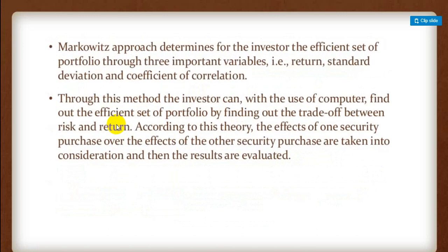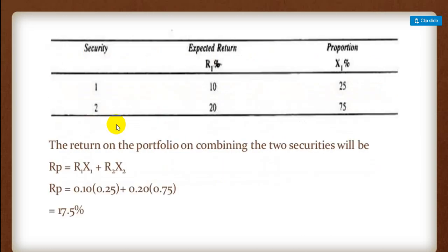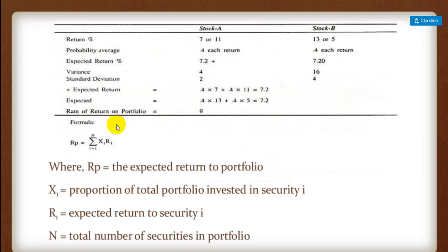So what it says is, the Markowitz approach determines for the investor the efficient set of portfolios. Three important variables will be there: return, standard deviation and coefficient of correlation. Through this method, the investor, with the use of a computer, finds the efficient set of portfolios by finding the trade-off between risk and return. According to this theory, the effects of one security purchase over the effects of another security purchase are taken into consideration, and then the results are evaluated. So this is what I wanted to tell you. This we have done, the combination of securities also.